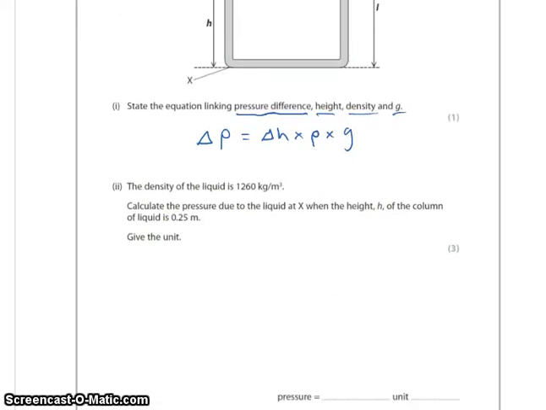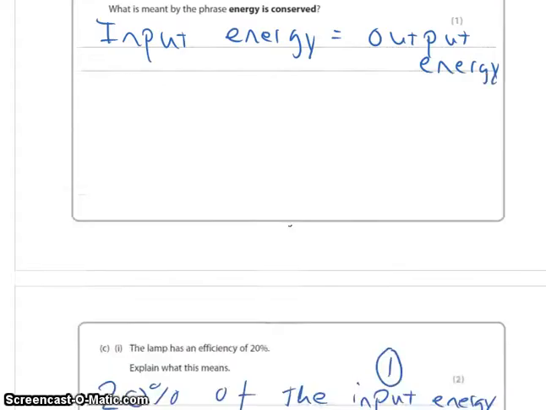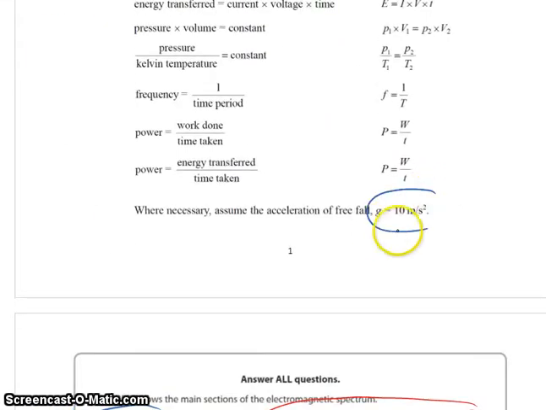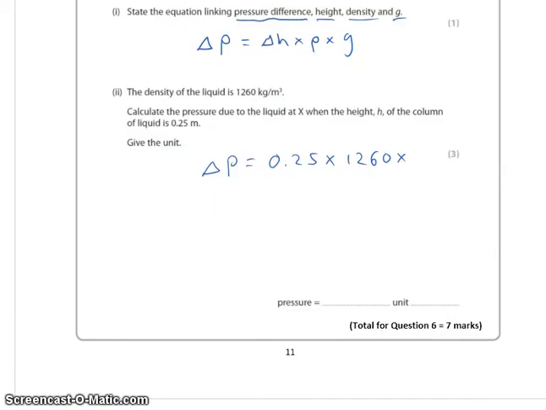And then you've got to calculate the pressure due to the liquid at X when the height of the column is 0.25 meters. So the change in pressure is change in height, which is 0.25 here, times density 1260 times g. Now g, if you ever forget, is given to you right on the front of the paper as 10. So we're going to put 10 in there, and that gives us, I think, 3150 pascals, and a pascal is the same as a Newton per square meter.